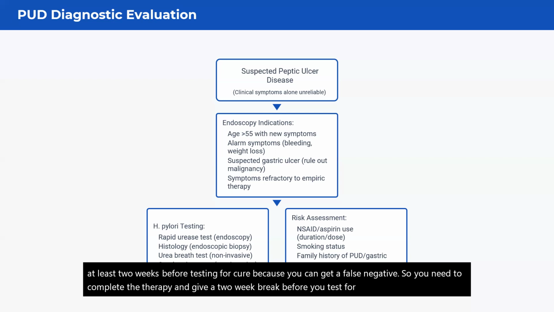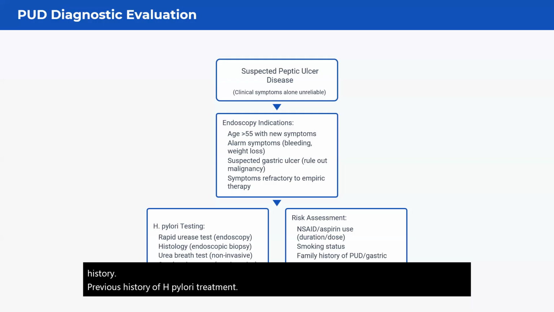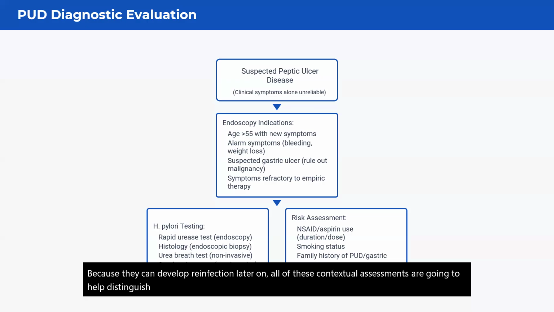Now, beyond direct testing, look for underlying risk factors like NSAID and aspirin use, smoking status, family history, and a previous history of H. pylori treatment, because they can develop reinfection later on. All of these contextual assessments are going to help distinguish NSAID-induced from infection-related ulcers, and this is going to help you figure out what do I need to do with this person.